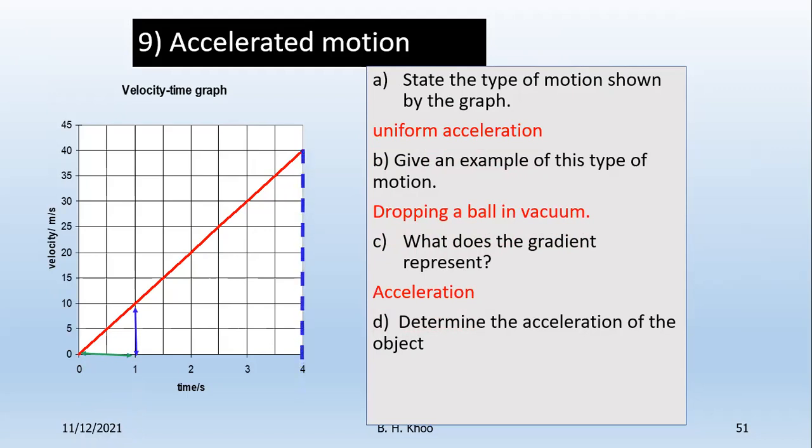So determine the acceleration of the object. You just draw a big triangle, right, to reduce the error in reading. So delta V, this is delta V. Right? This is delta T. So 40 divided by 4. 10 meters per second squared.